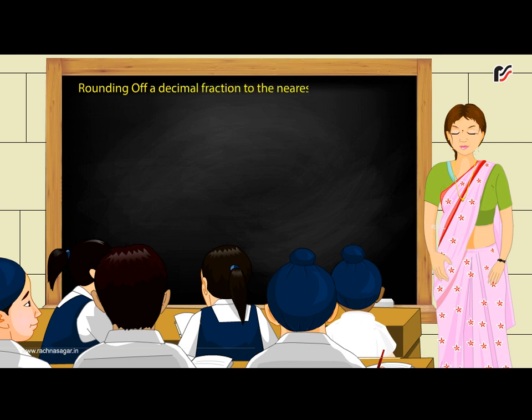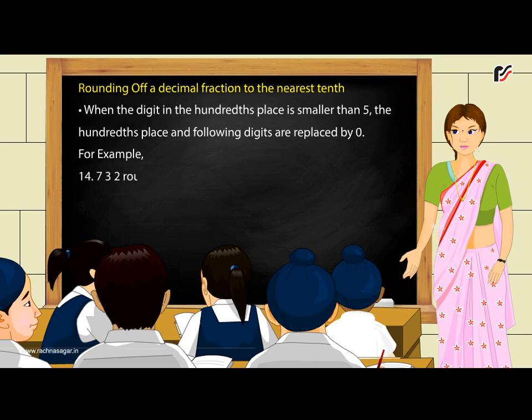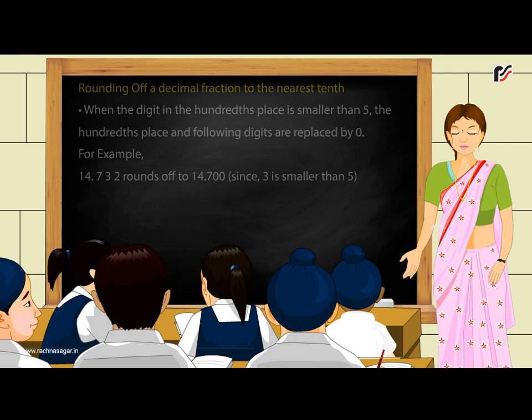Rounding off a decimal fraction to the nearest tenth. When the digit in the hundredths place is smaller than 5, the hundredths place and following digits are replaced by 0. For example, 14.732 rounds off to 14.700 since 3 is smaller than 5.